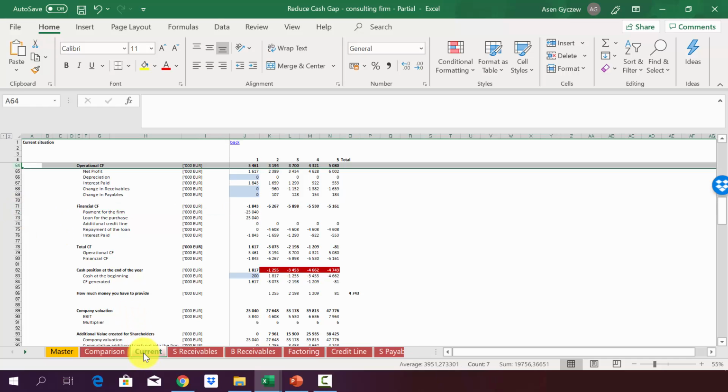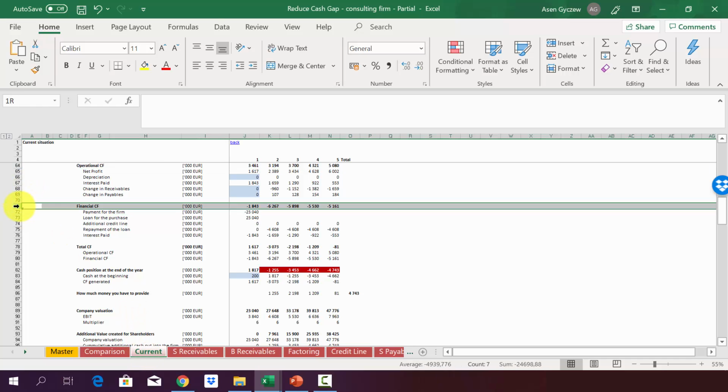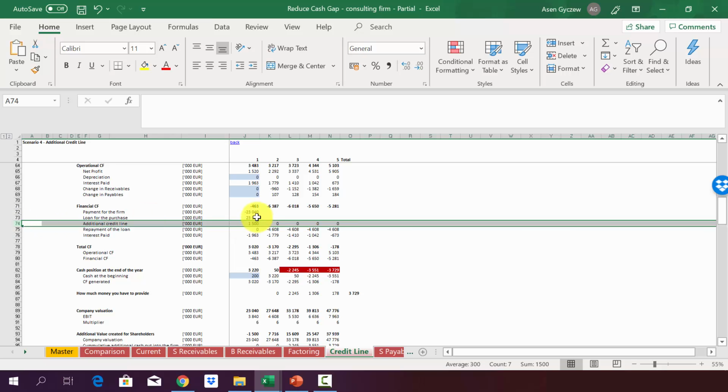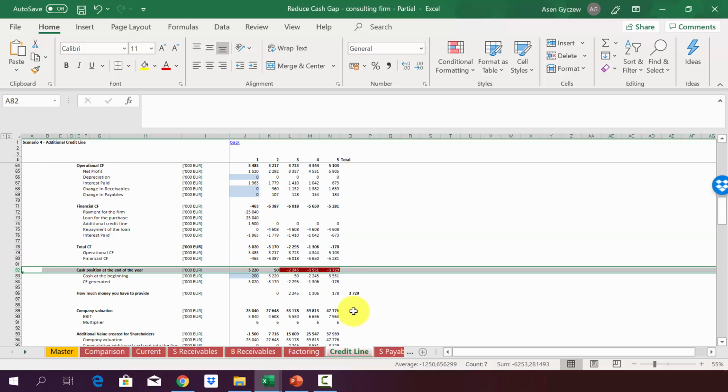So if we compare it with the current situation, you will see that in year number 1, we would have a 1.8 million outflow of cash. And with the credit line option, it's just something below 500,000. So thanks to the fact that we have additional credit line, we don't have such a big outflow of cash in the first year. All in all, we will have to pay less money.